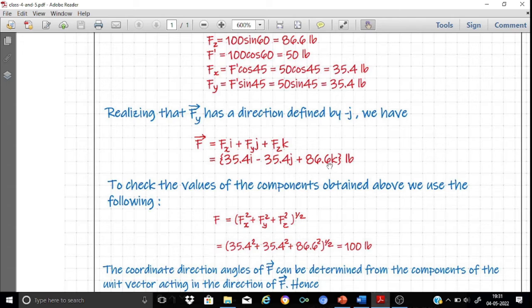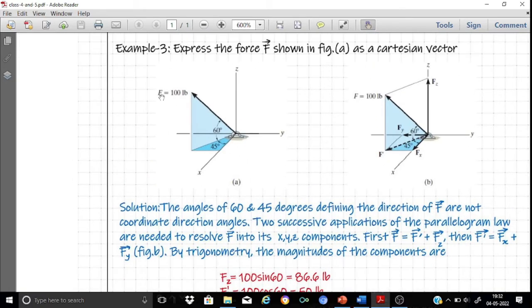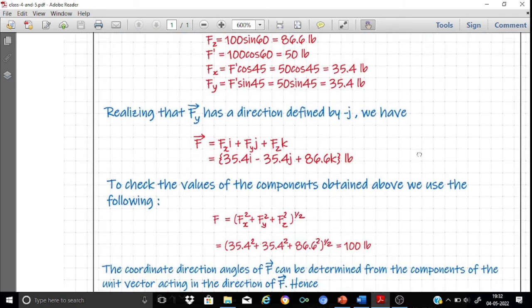There is a shortcut. We know that if Fx, Fy and Fz are the components of a given vector, its magnitude can also be obtained using the simple formula (Fx squared plus Fy squared plus Fz squared) raised to 1 by 2. So on substituting the values of Fx, Fy, Fz, we obtain straight away F equal to 100 lb, which obviously matches the given value of 100 lb, indicating that the calculated components are correct.